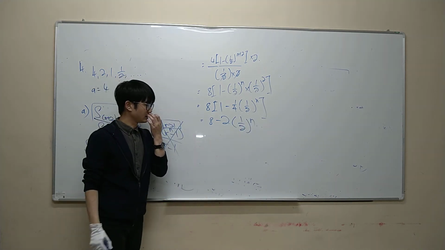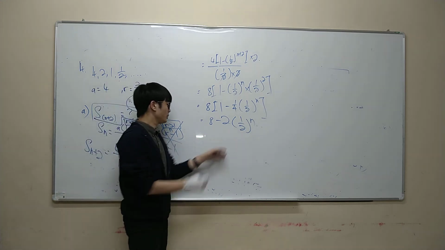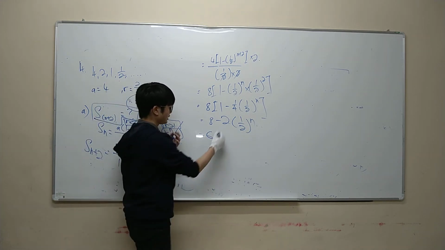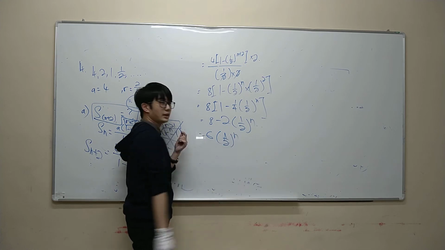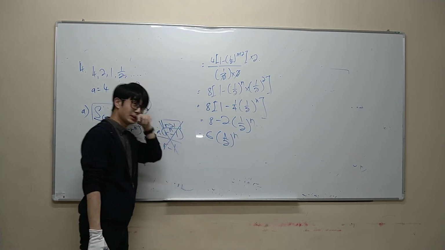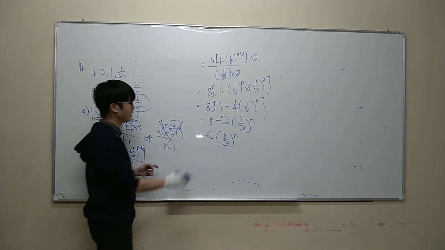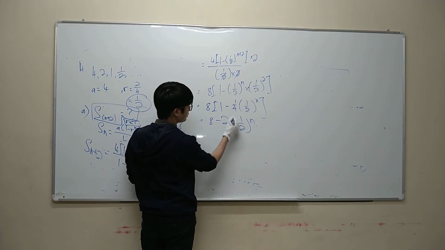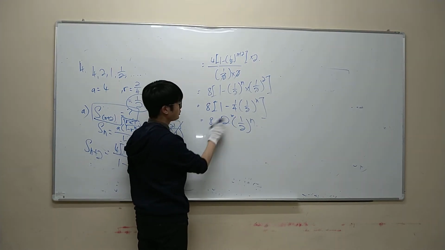Alright, that's the answer. 8 minus 2 can become 6? Here, can it become 6 times 1 over 2 power n? Can it? No, you cannot. Why not? Because the relationship between 2 and 1 over 2 is multiplication. So you cannot do it.